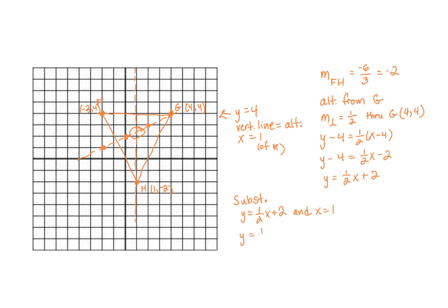So we're just going to substitute that in, and we get 2.5 or 5 halves. And so there's my orthocenter, the point 1, 5 halves. And look at that. That's where our graph was going to be. All right, we'll see you in the practice.